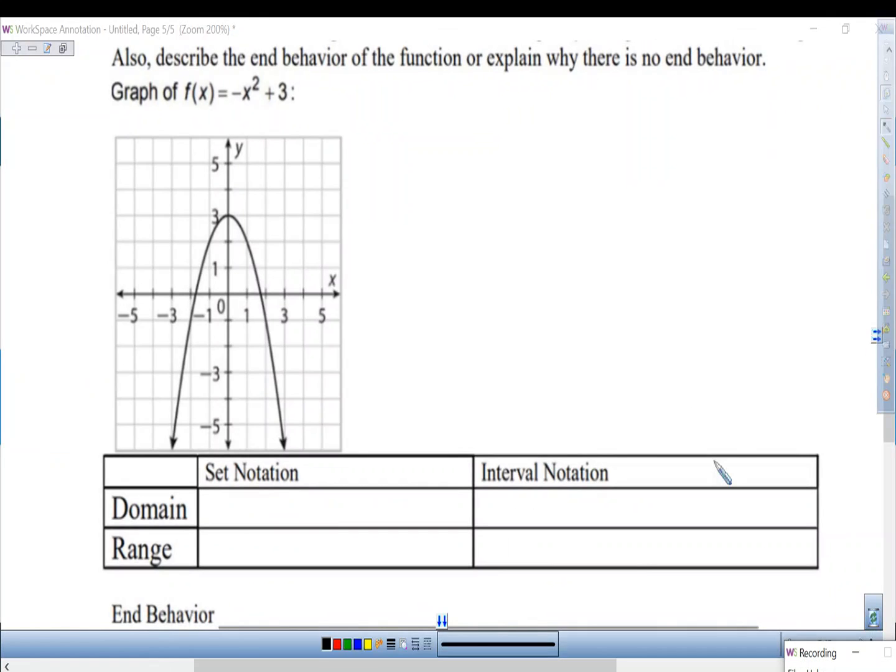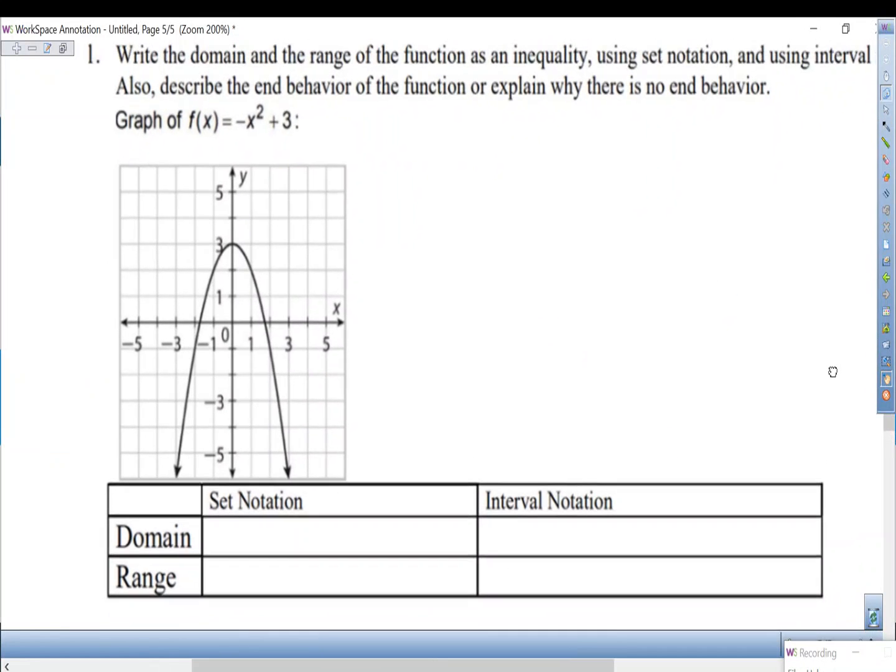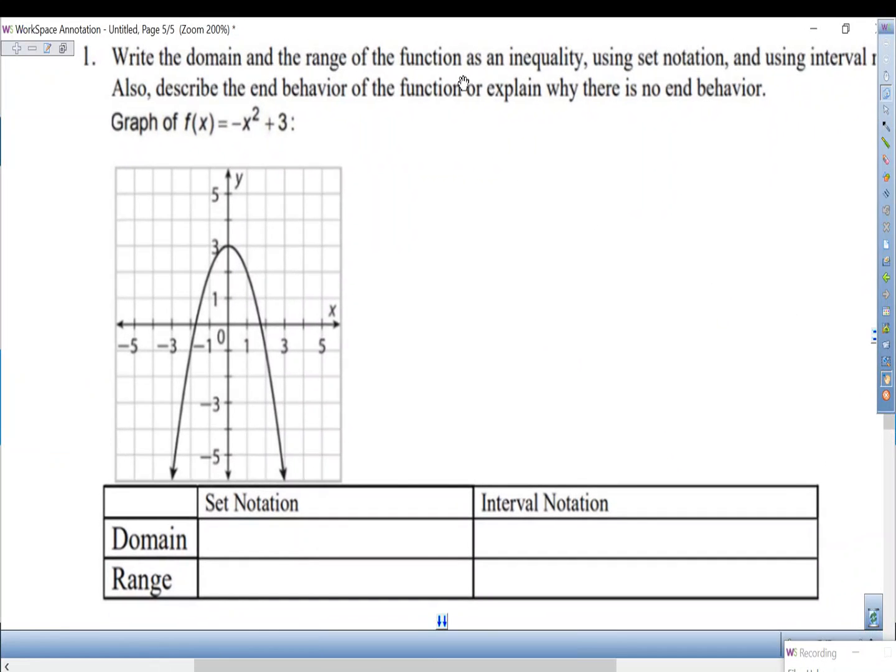All right, here we go. It says, write down the domain and range of the function as an inequality, then using set notation and interval notation. They want all three of them, and they want it for both the domain and range. But then it says also describe the end behavior. So today we're going to close that section up in regards to end behavior. They give us the graph f of x equals negative x squared plus 3.